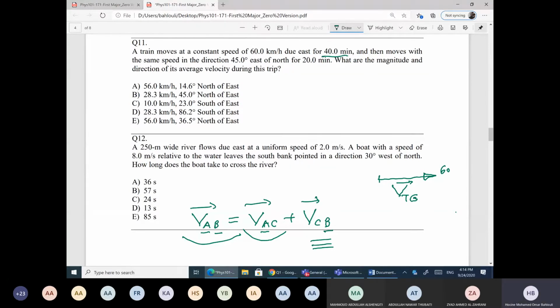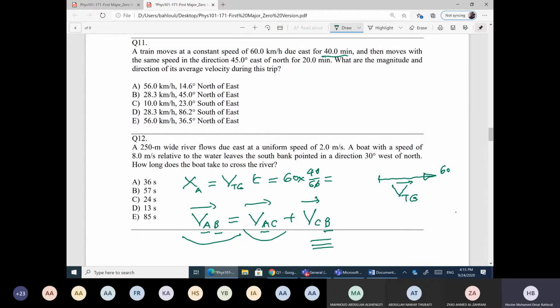Since we are given the time, I can know the distance traveled by the train. It will be the same thing, v times t: 60 kilometers per hour times the time. But 40 minutes must be written in hours. It will be 40 divided by 60 to become hours. Okay, and this will be the distance, if we need to find it.